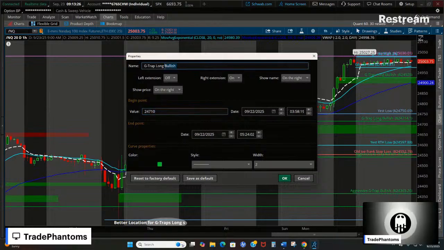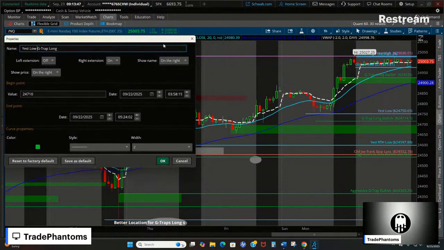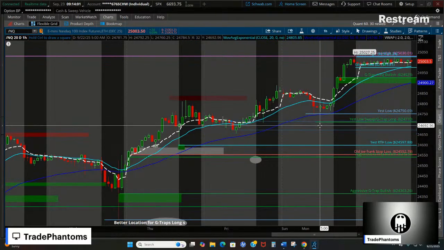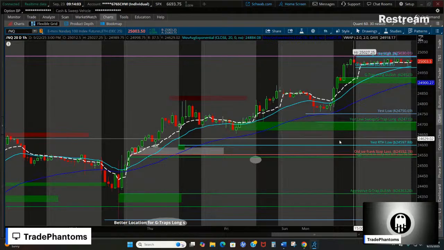It could be a G trap long, yes. Liquidity sweep of yesterday's low. It's not aggressive, YT. I changed that notation. Sometimes the closer ones right above, if there's not a great formation, that would be aggressive, YT. But it's a nice formation right below there. Yesterday's low sweep / G trap. Right there, 24,710.